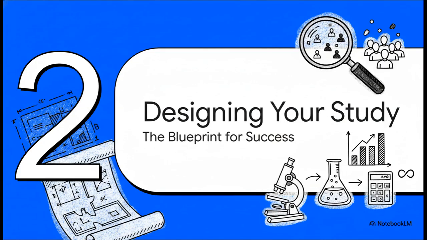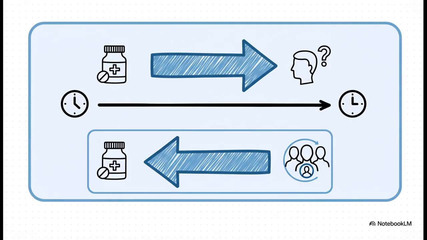Now we're getting into the real blueprint of your project. We're talking about picking the right study design and, the big one, calculating your sample size. Okay, pens down for a second. Really listen to this one. Cohort versus case control. This is a classic exam question, and so many people get it wrong. It all comes down to one thing, time.